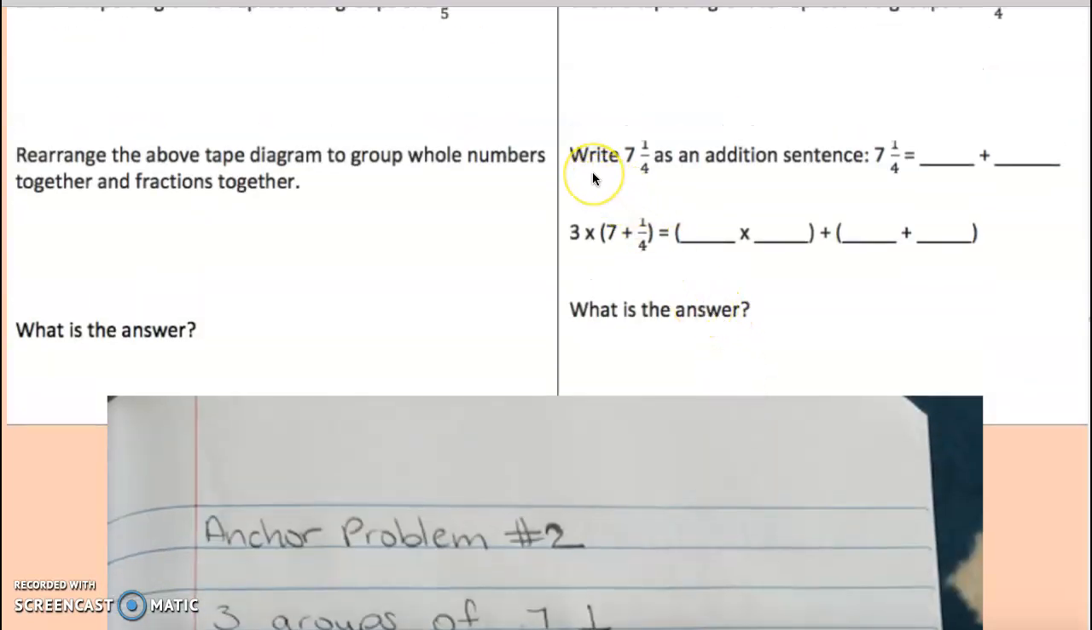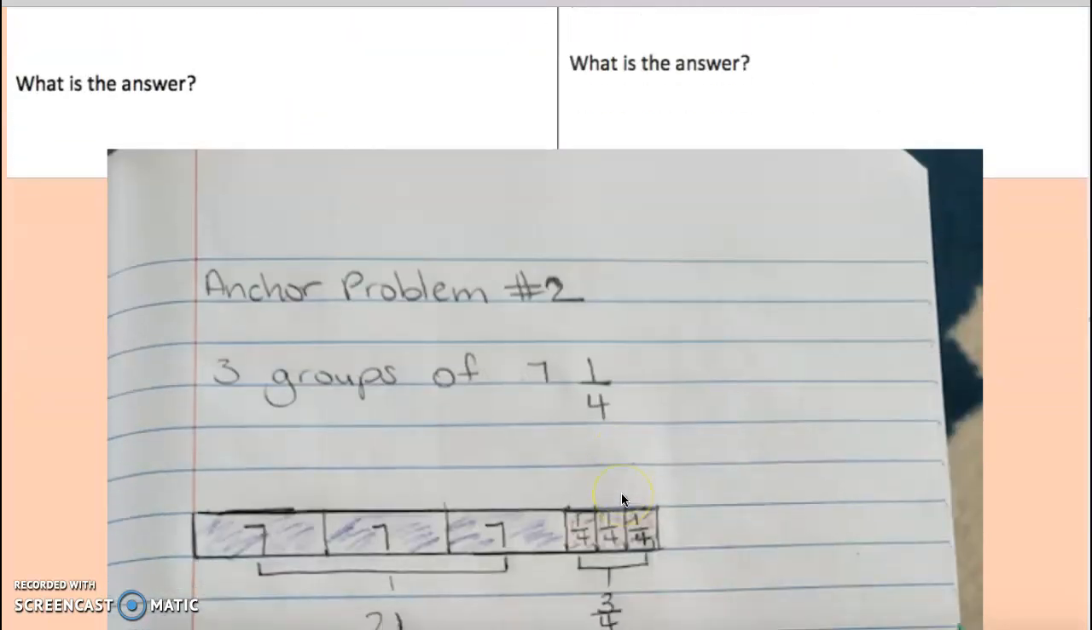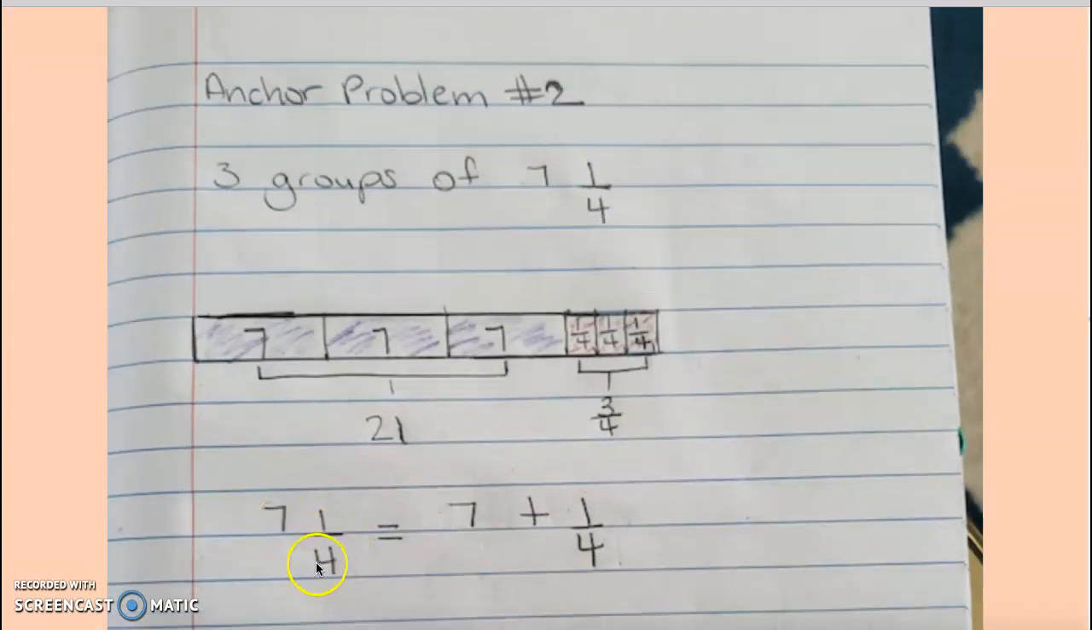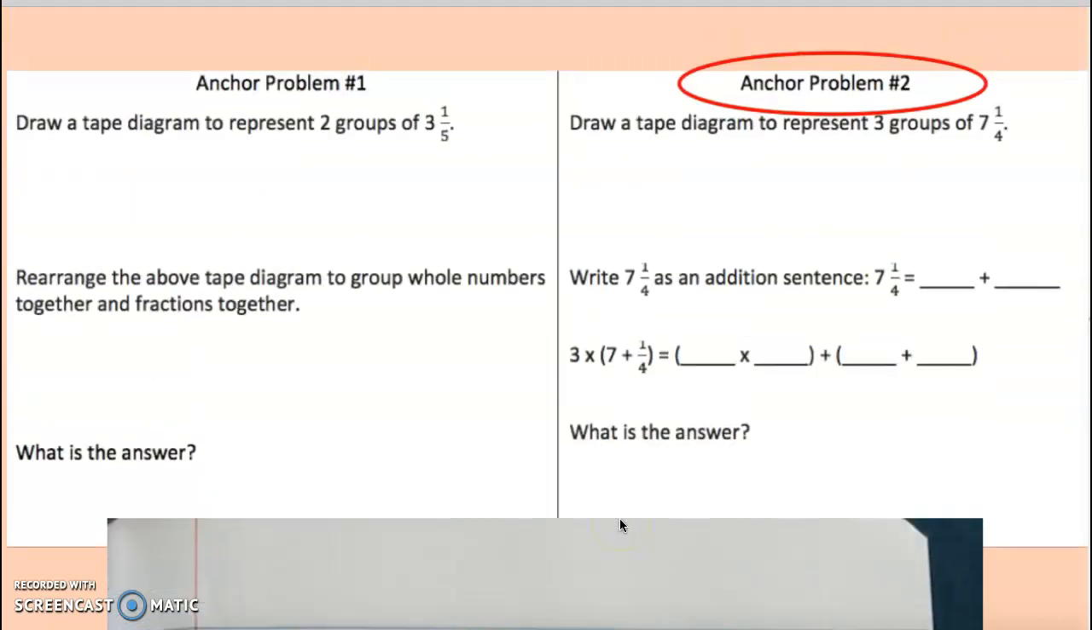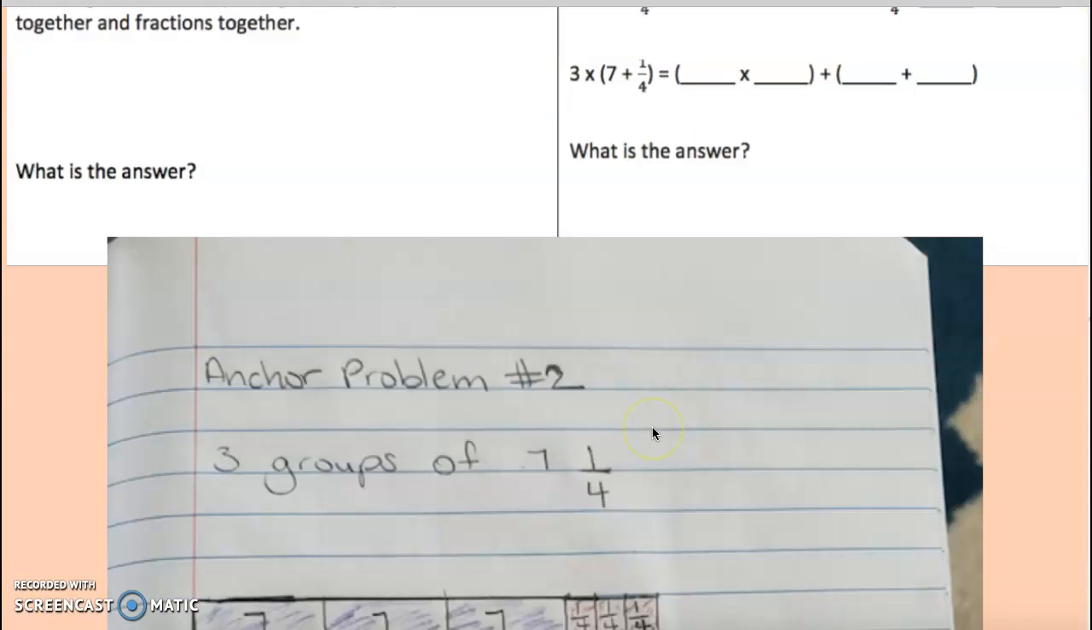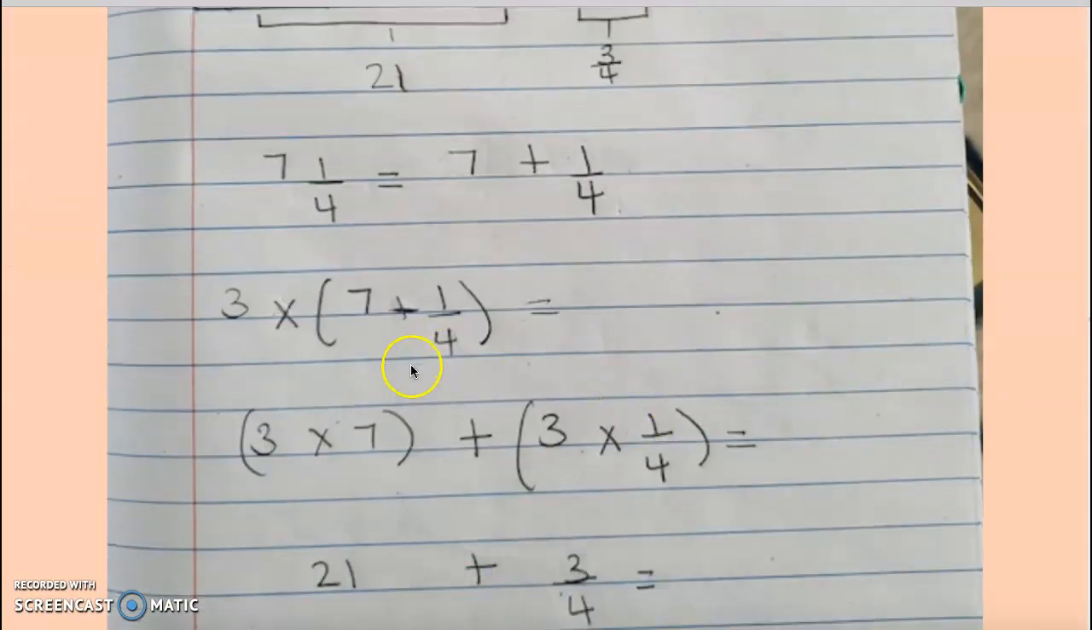Now they're asking us to write an addition equation to show 7 and 1/4. So what I did to represent this is I separated the whole number from the fraction. So I know 7 and 1/4 is equal to 7 plus 1/4. Now, they're asking us to represent 3 times 7 plus 1/4. So when I'm doing this, I must show the separation. Now I use brackets so that it keeps things more organized and it shows us the steps for using the distributive property.